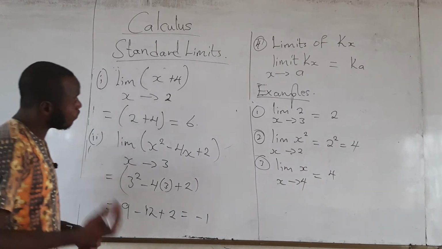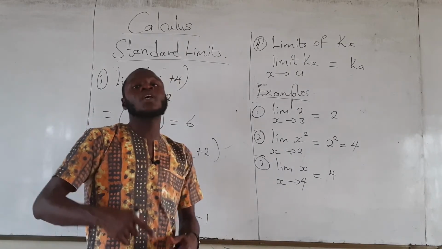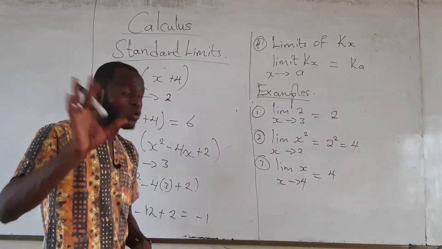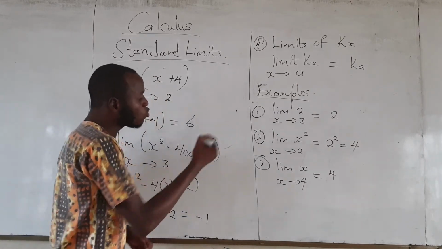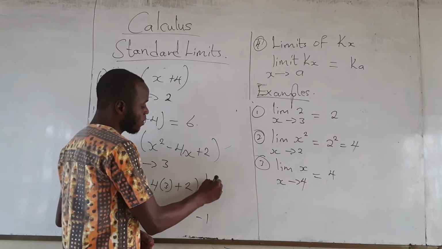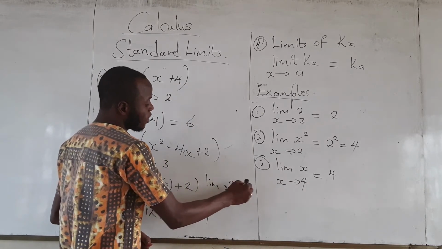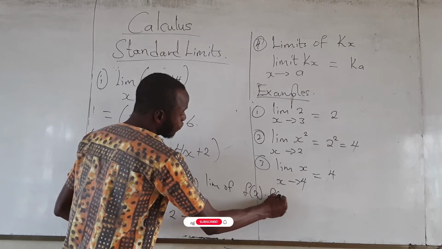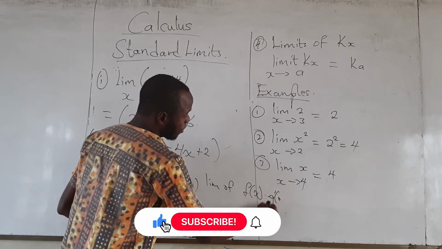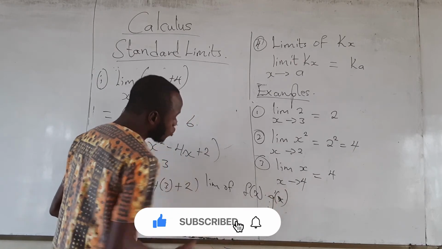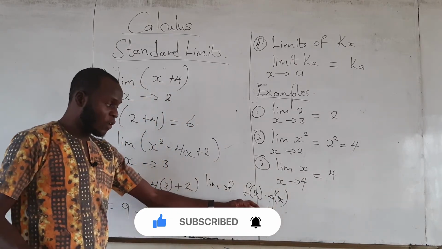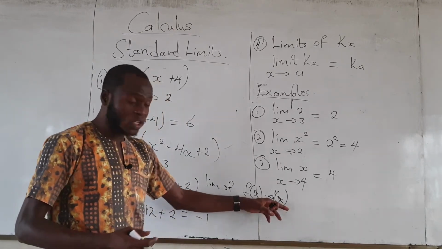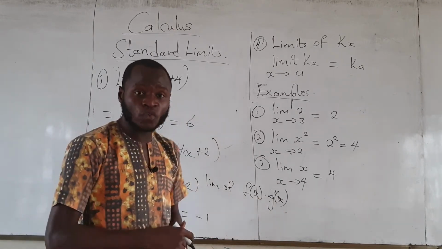And this is the end of the standard limits. We have a lot of them, and I will be recording about two more of them in my next video, so watch out for that one too. The next one will be if you have the limit of the function f of x multiplying another function g of x. How do we find the limit of f of x times g of x when you have two different functions? In my next video we will look at that.